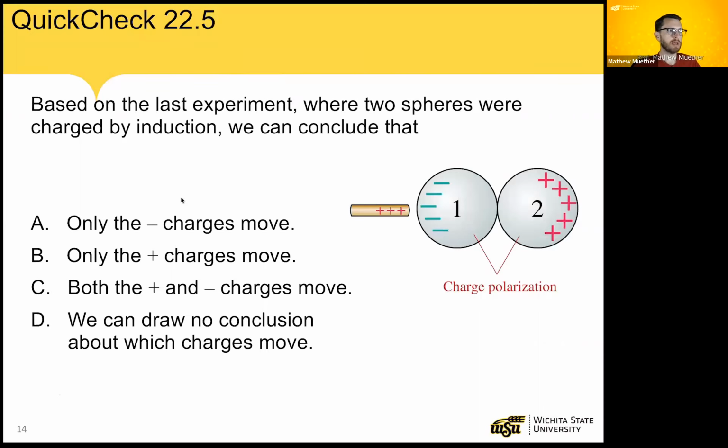Okay, let's go ahead and end the poll. So a lot of you thought that both the positive and the negative charges move. Another good fraction of you thought that only the negative charges move. Okay. Well, let's see here. Let's imagine all three scenarios and see what would happen here. Okay. Let me just get a blank page here.